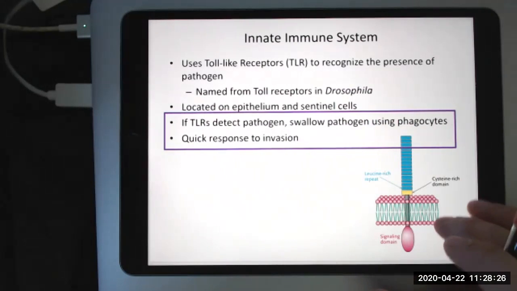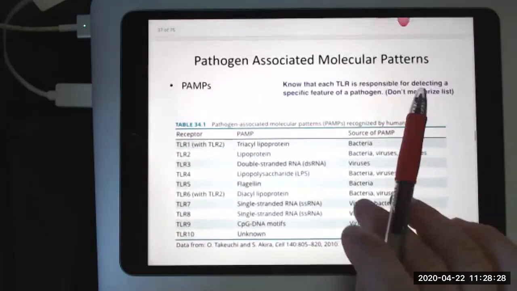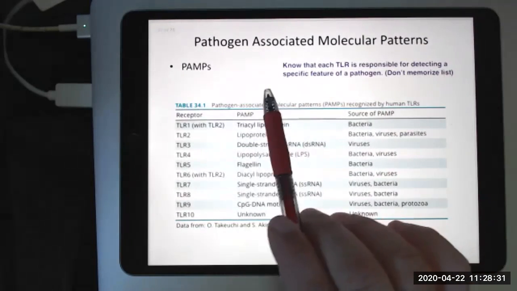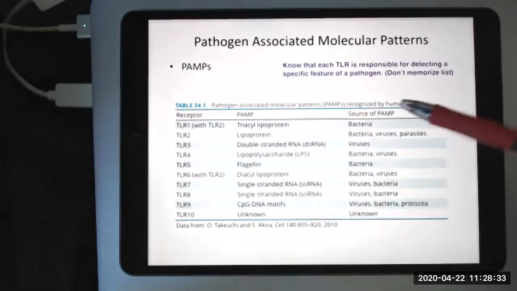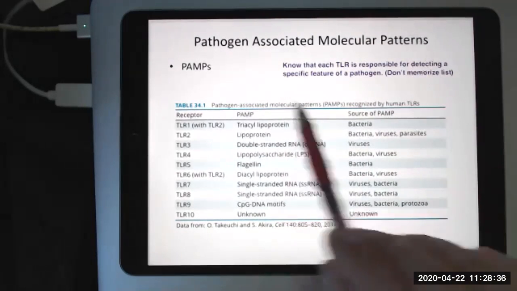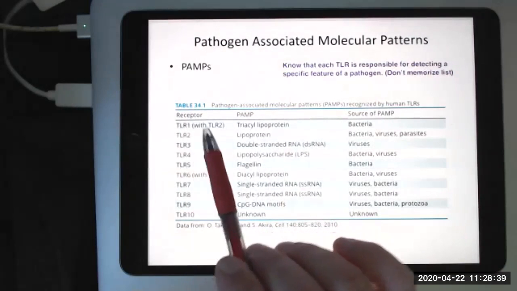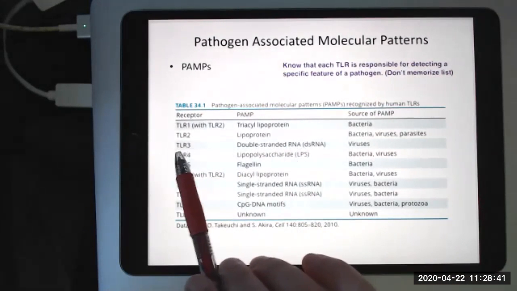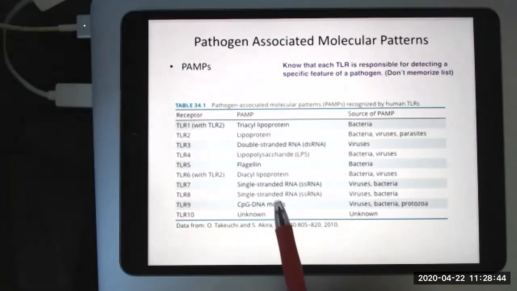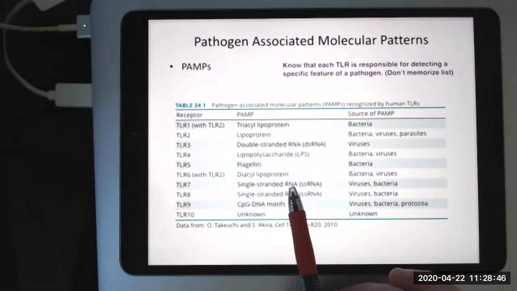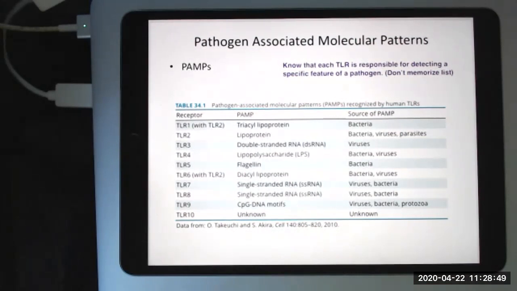Okay, so these TLRs, each TLR is responsible for detecting a specific feature on a pathogen. You do not memorize this list, but just know in general, right? Like TLR3 is looking for, sometimes they're looking for double-stranded RNA, or some of them, single-stranded RNA. It's just some weird feature. That's how they work, they're looking at these features that wouldn't normally be in normal human cells, or normal eukaryotic cells, or whatever. That's what they're looking for.